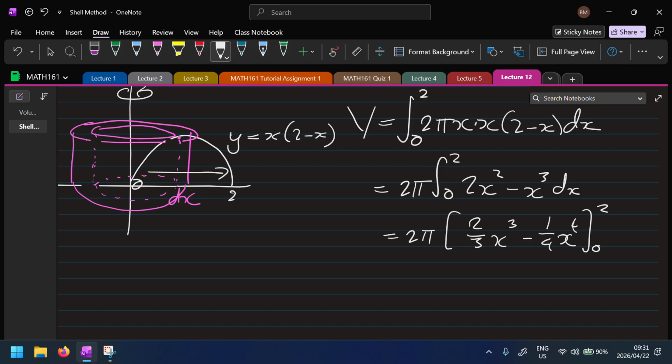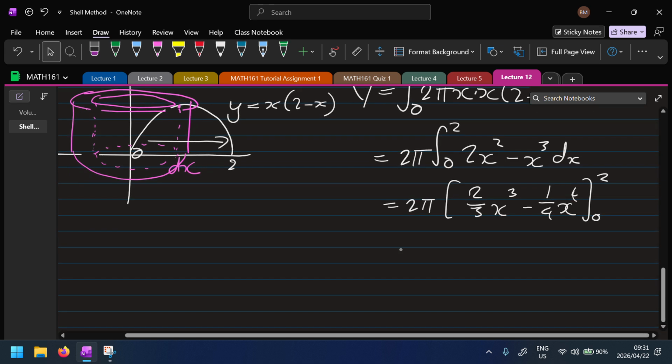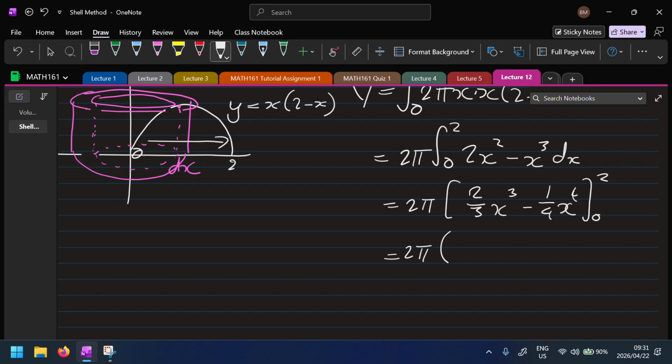If we put in 0, we just get 0, so we can ignore that one. Let's put in 2. 2 cubed, that will be 8, times 2, that will be 16. And then 2 to the 4, that will also be 16. Okay, you can do a bit of cross multiplication. You can simplify that. All right. Any questions for this first one?